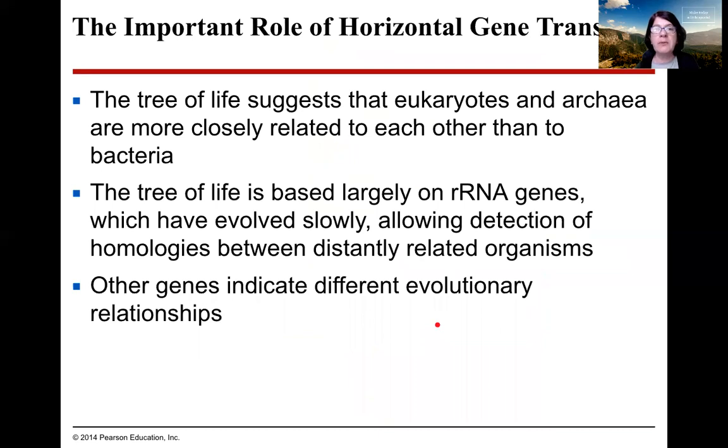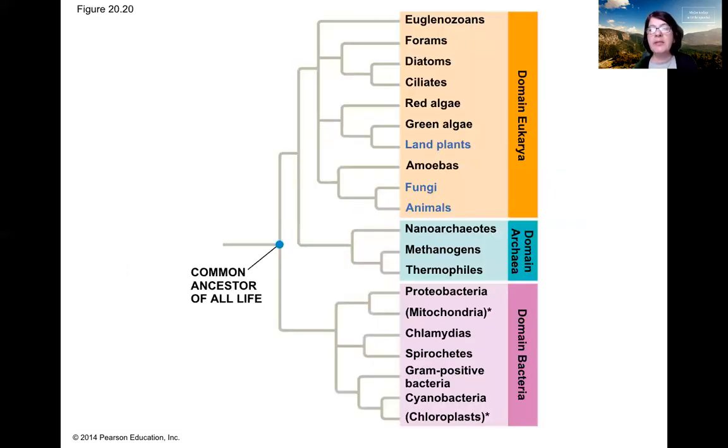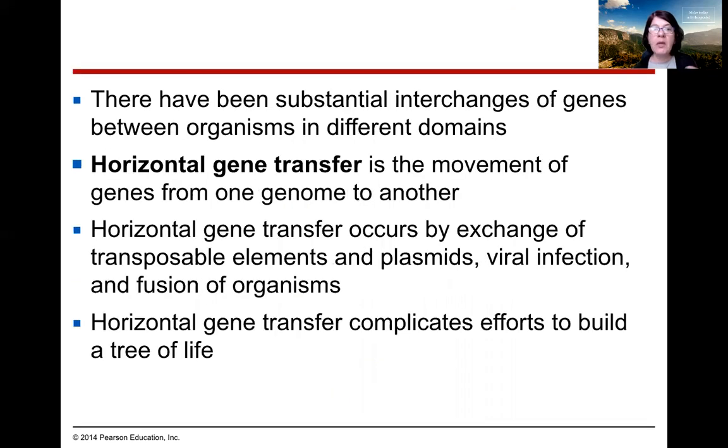So how do we know this? We know this by analyzing the genes that code ribosomal RNAs. The ribosomal RNA genes evolve very, very slowly, and they allow the detection of homologies between distantly related organisms. So these genes indicate different evolutionary relationships than what you normally would think if you were to just look at the basic characteristics of these 3 domains. If you consider, however, gene transfer, that may explain some of what we observe with the ribosomal RNA genes.